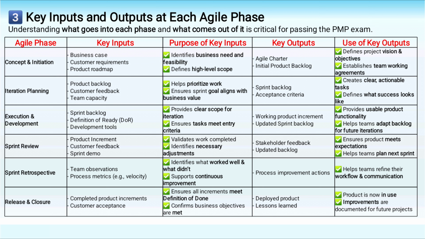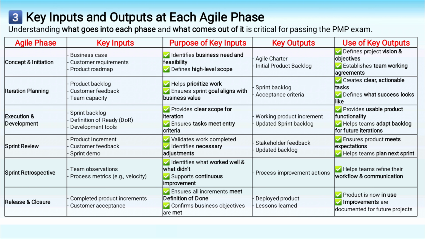Section 3. Key inputs and outputs at each Agile phase. Agile phases don't follow a linear path, but we can still identify typical inputs and outputs within each cycle or iteration. 1. Agile initiation phase. Key inputs. Business need or opportunity. High-level product vision. Stakeholder engagement list. Purpose. To define the why and set expectations. Outputs. Product vision statement. Agile charter or canvas. Initial product backlog.